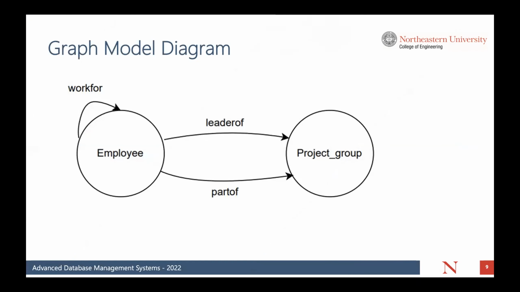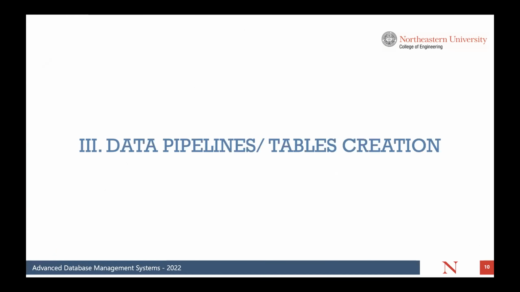For the graph model diagram, we have 2 nodes, employee and project group, and 3 edges: workforce, leader, partner. Let my team members introduce the next part.